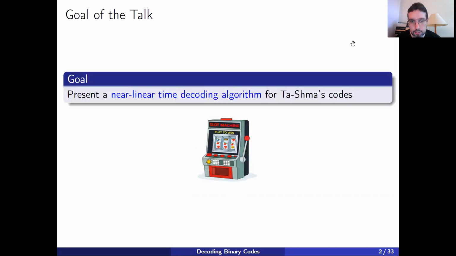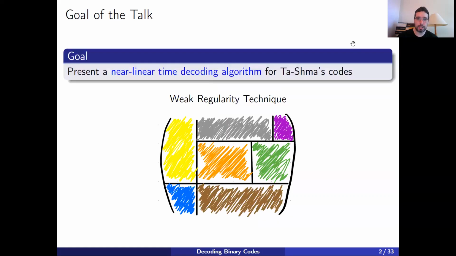So as we said, the goal of the talk is to present this near linear time decoder, and we are going to use pseudo-randomness techniques. More precisely, we are going to base our techniques on weak regularity decompositions.